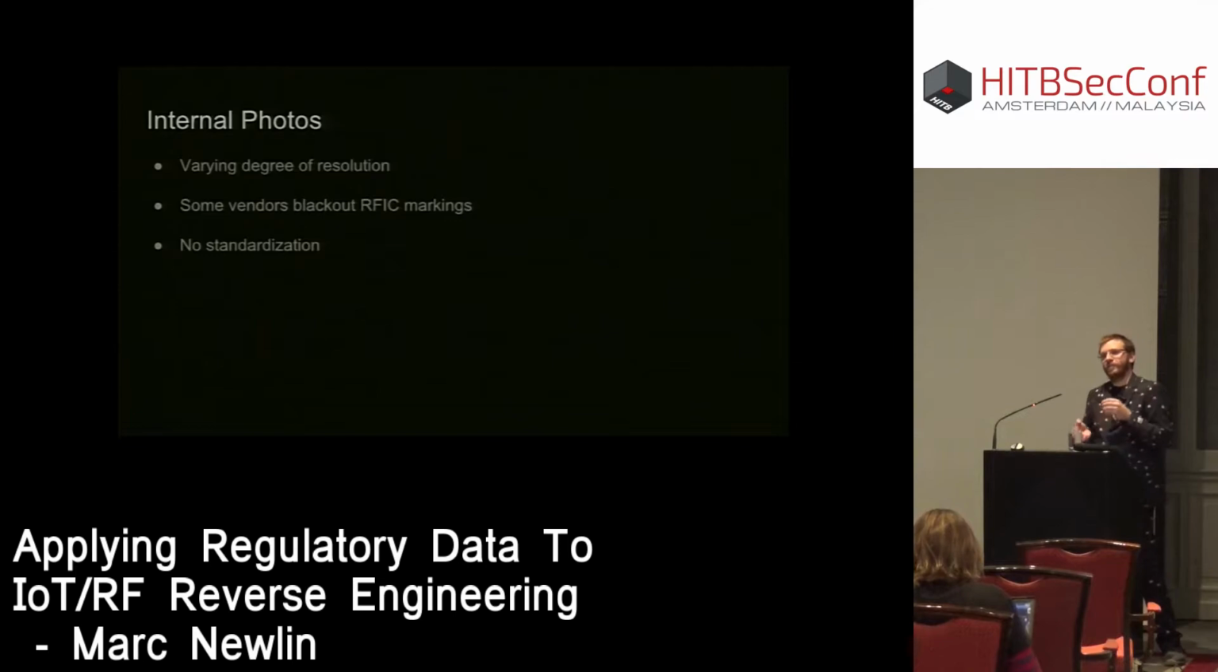So with internal photos, this is kind of a frustrating thing. Some labs will have high-resolution photos embedded in the PDFs, but a lot of them will have cropped or low-resolution photos. Sometimes they'll take a permanent marker and just draw over the markings on the RFIC to make it difficult to find out what's in there. So it's hit or miss, but sometimes you can get useful information.